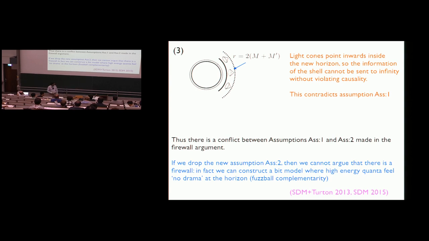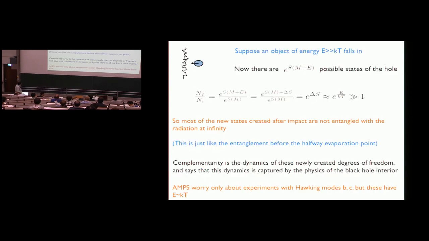So I think that's what I want to tell you about the AMPS argument. It was an interesting argument, it taught us a few things, but in the end it had this loophole: they did not worry enough about causality. The reason I mention it at this point is that in everything we are doing with black holes, we should always be very careful. Do we want any leakage outside the light cone or not?